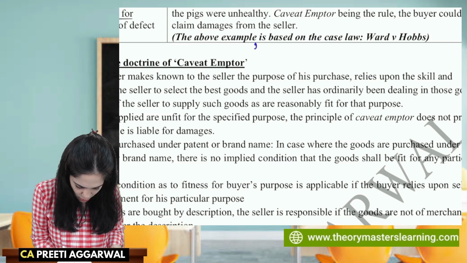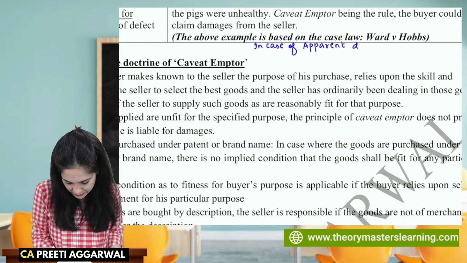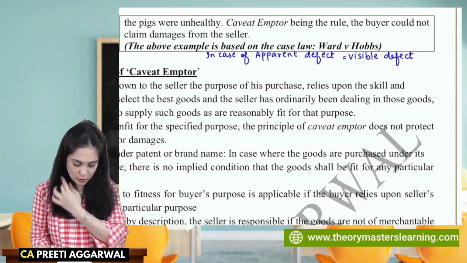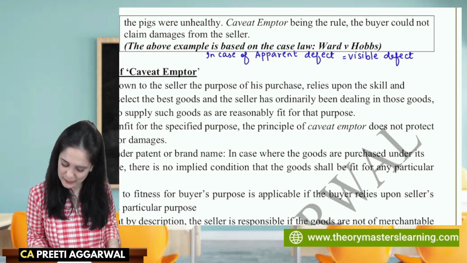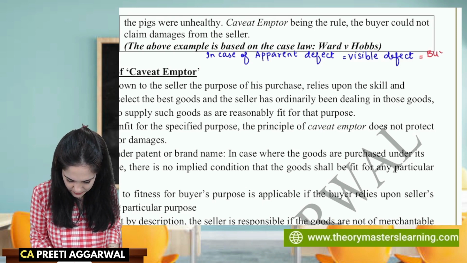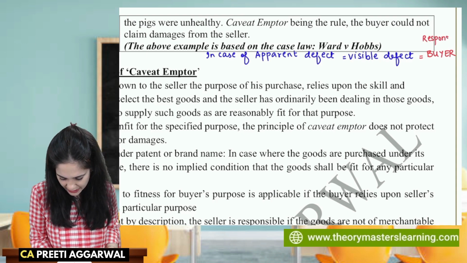So in case of apparent defect, apparent means visible. In case of apparent or visible defect, who will be responsible? Yes, it is the responsibility of the buyer. Who is responsible? Buyer. You can write it over here, students.